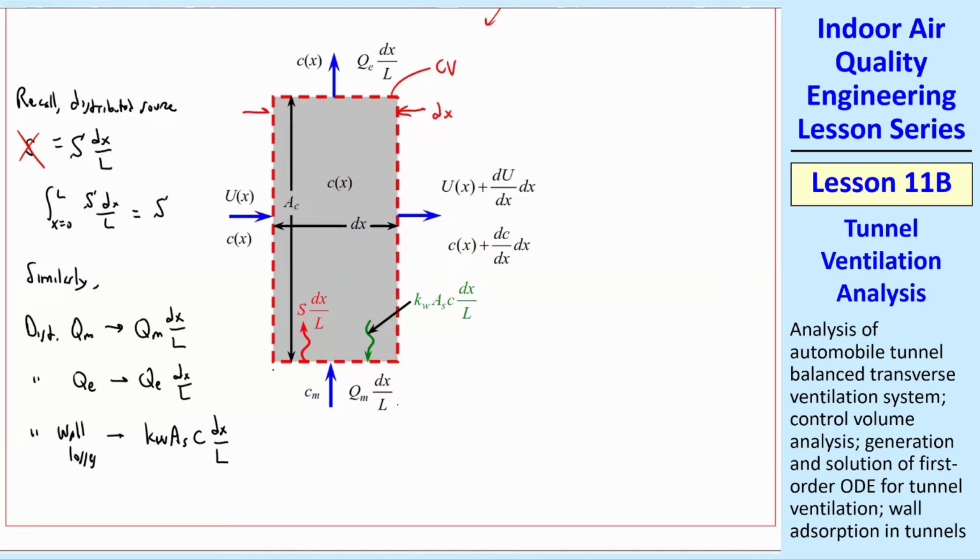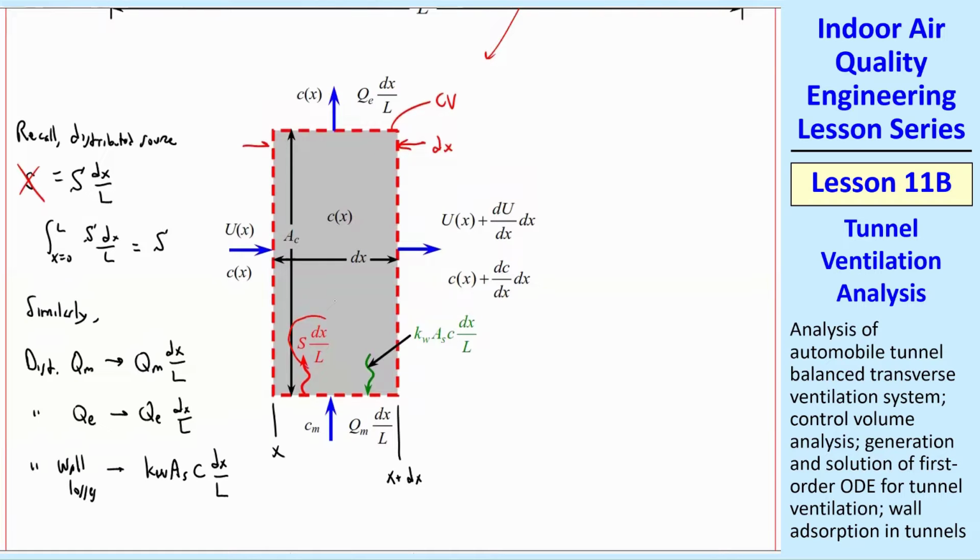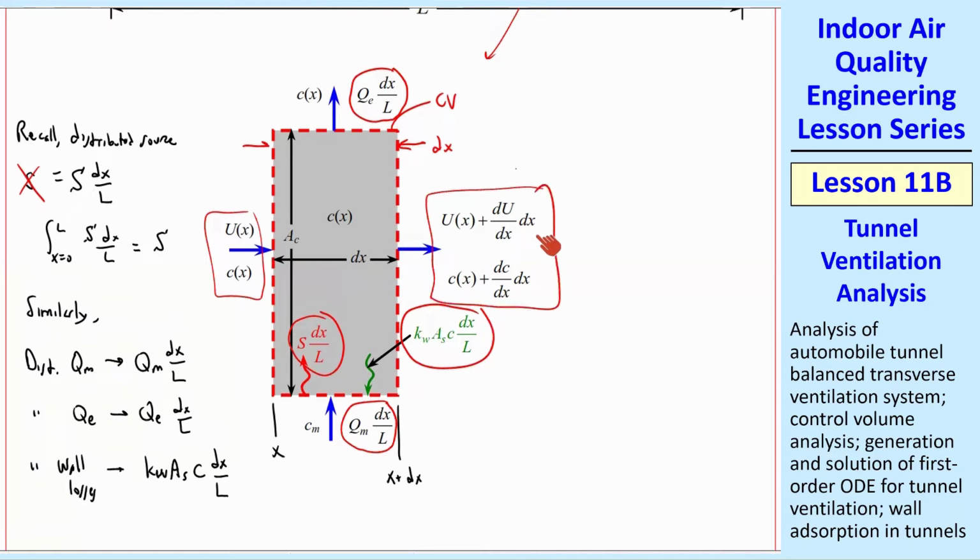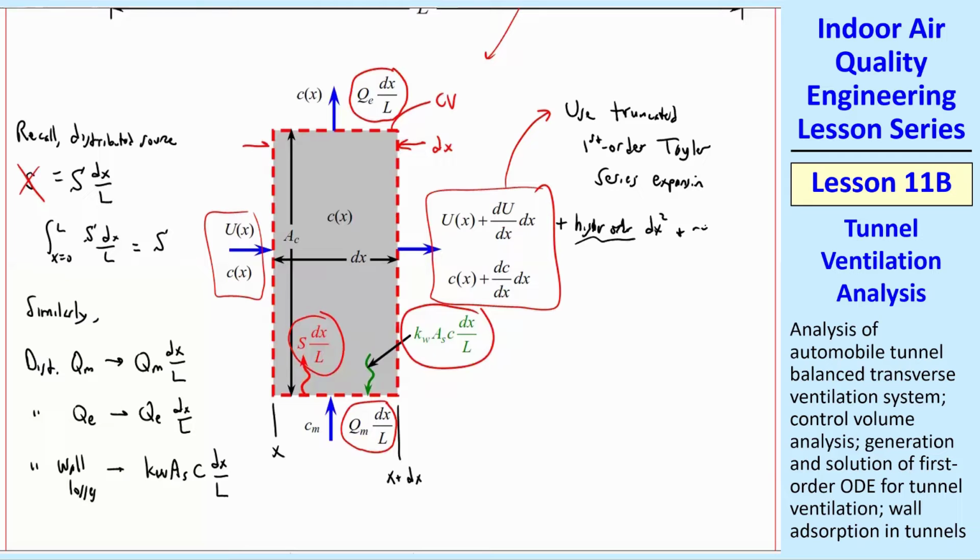Let's do our control volume from x to x plus dx. I have my distributed source, S times dx over L, my distributed QM, my distributed QE, and my distributed wall loss. We have U and C of X coming in, and what we're going to do is use a Taylor series expansion, truncated, keeping only first order terms. So it's U of X coming in at the left and U of X plus du dx times dx, since this distance is dx, coming out plus higher order terms times dx squared. We're ignoring all that stuff and do the same thing with C.